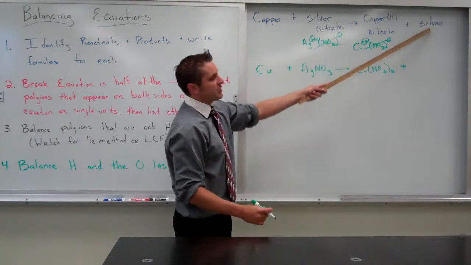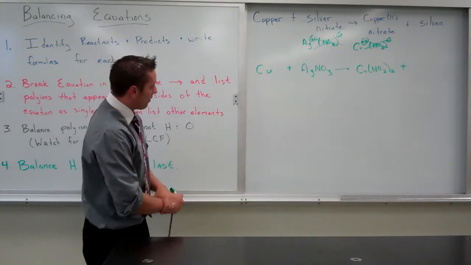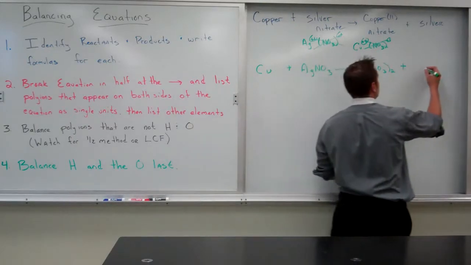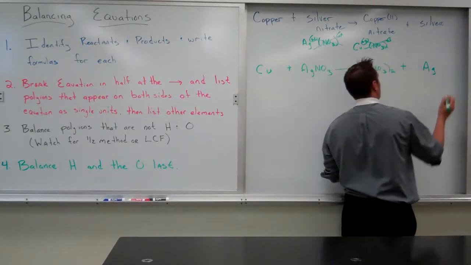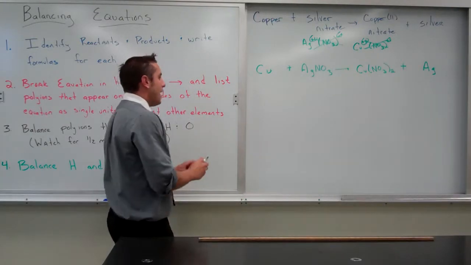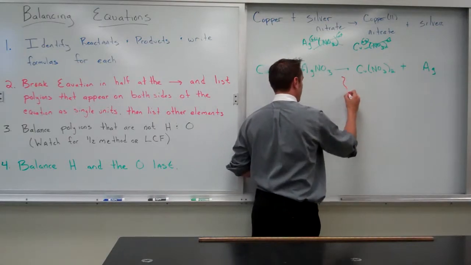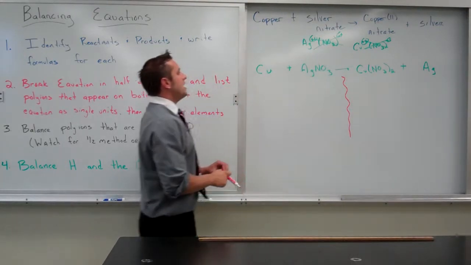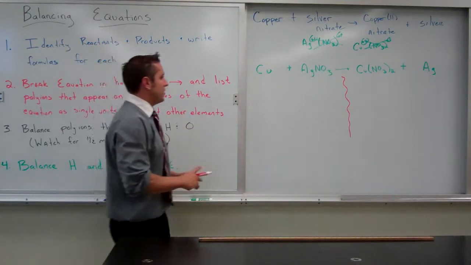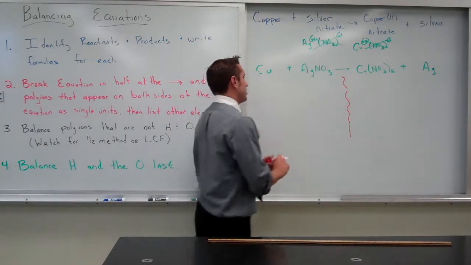Lastly, we're working with silver, element or compound. Silver is an element. Is it a Hoberfinkel? It is not. Which means we just write the symbol for silver off the periodic table, which is Ag. Now it's a matter of balancing this thing. So we break it in half down the middle. Step 1 says break it in half and list polyions that appear on both sides. So in parentheses here I see an NO3, so there's a polyion.